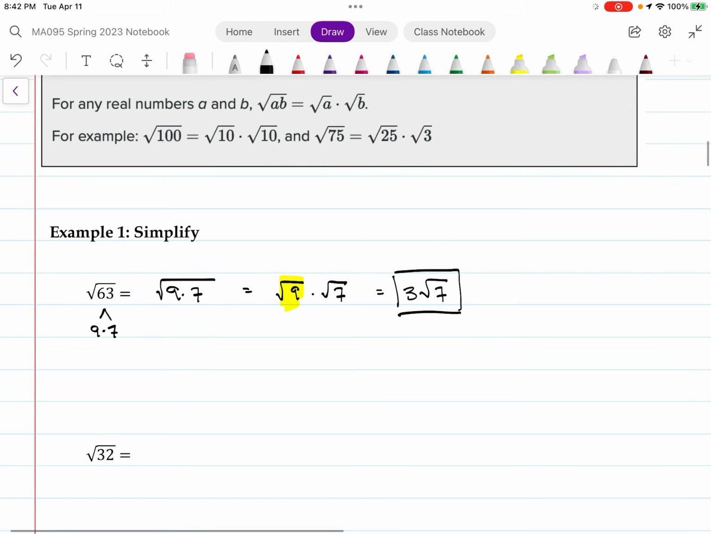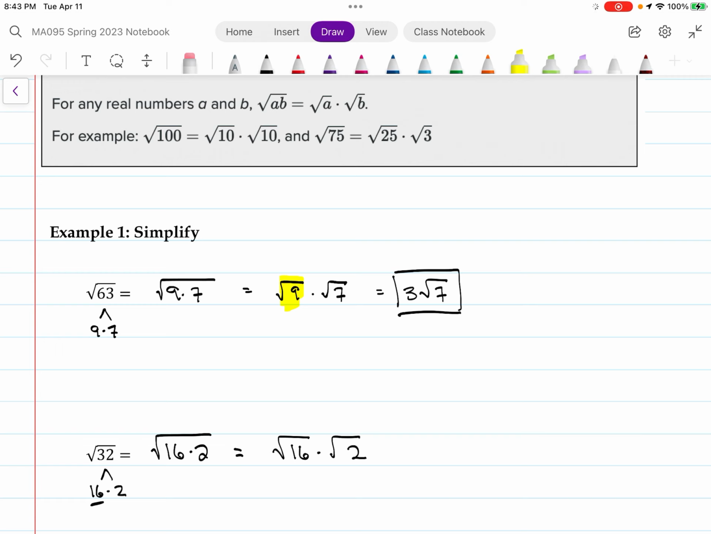All right, square root of 32. Think of a perfect square in this. So I know 16 times 2 makes 32, and 16 is a perfect square. So let's use that. So 16 times 2. So if you can find a perfect square, that's what you should do when we're simplifying these. So that means the square root of 16 times the square root of 2.